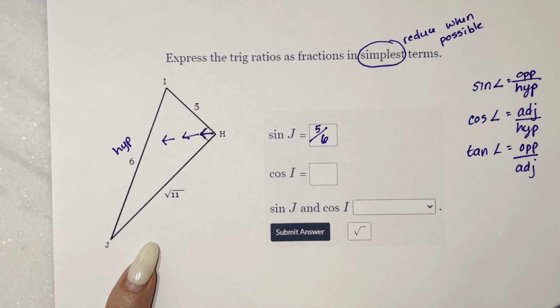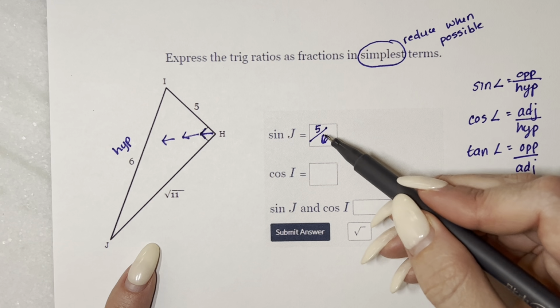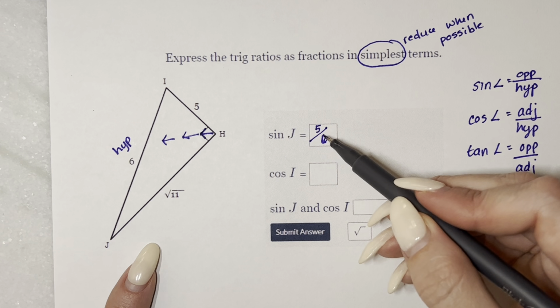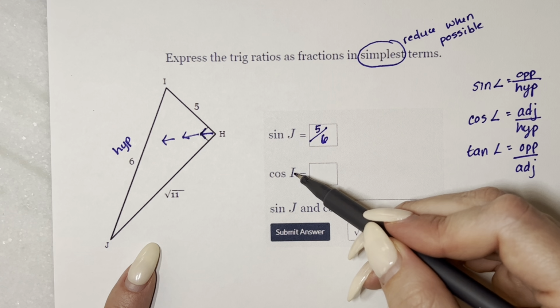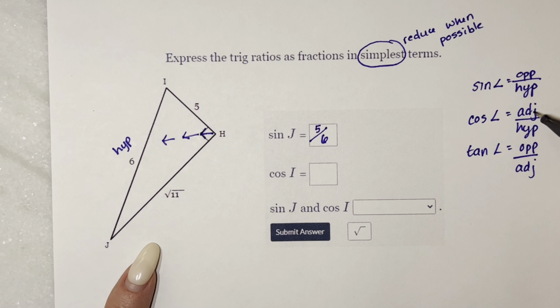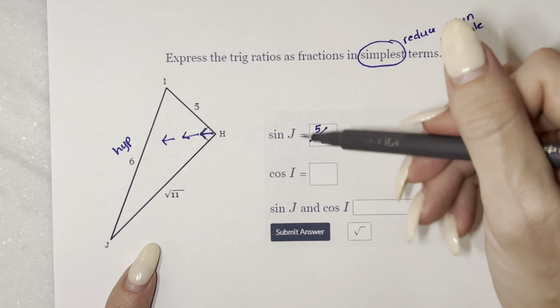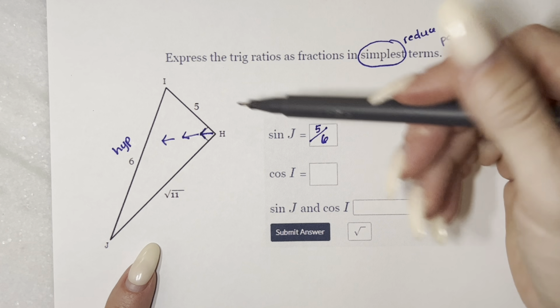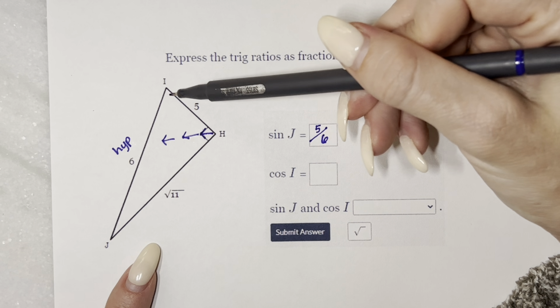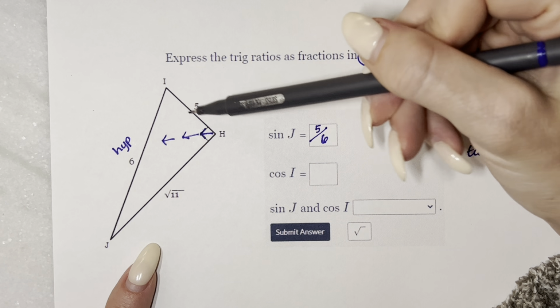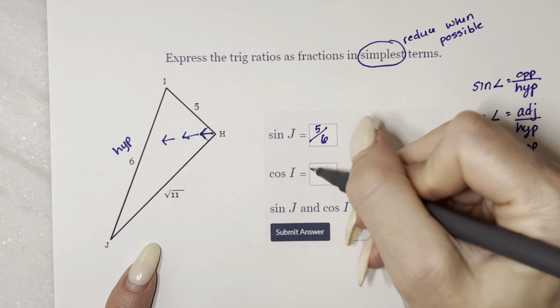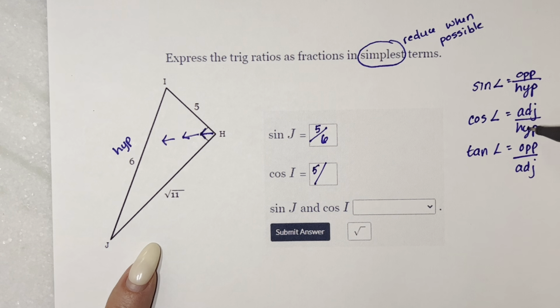Then this part says, what is the cosine? Oh, sorry, and you can't reduce 5 over 6. That's as simple as it gets, so you can just leave it. The cosine of I is going to be the adjacent side compared to I over the hypotenuse. If I look at angle I, remember the adjacent side connects that angle to the right angle. So I is here. If I connect it to the right angle, that would be here. So this is going to be my adjacent side. And then the hypotenuse doesn't change, that's 6.